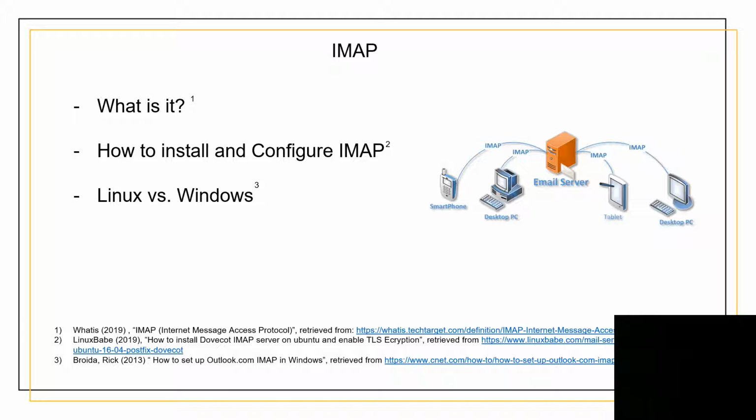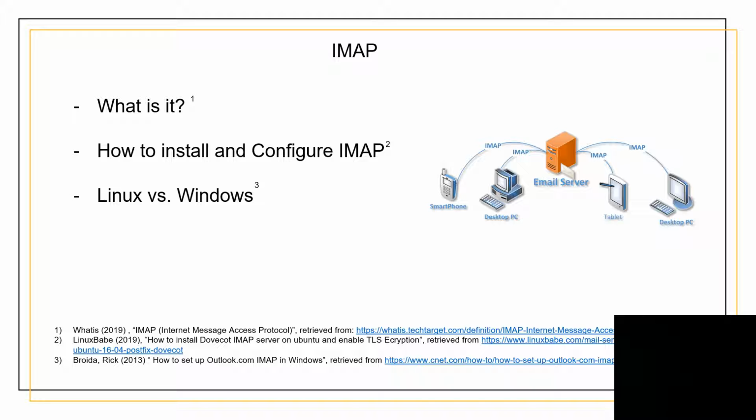IMAP, or Internet Message Access Protocol, is an email protocol that is used to retrieve information from the email servers. IMAP is very similar to POP3 in that it stores emails on the server that can only be accessed by the intended users. Similarly, IMAP also can be encrypted with secure socket layer or transport secure layer certificates.